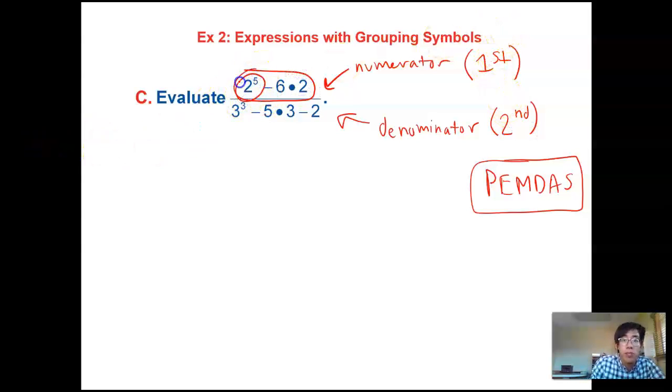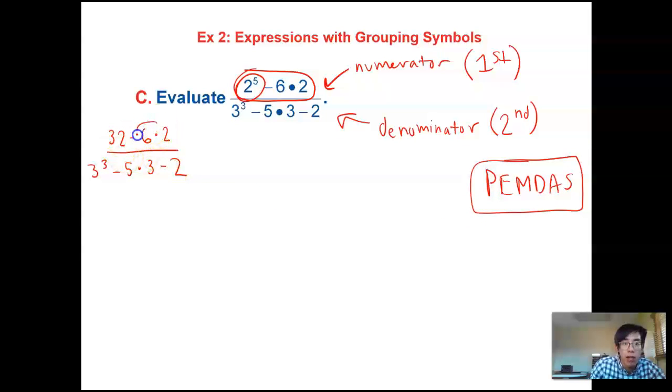First, I see exponents. Because I don't see any parentheses, I'm going to move to exponents. What's 2 to the 5th power? Let me check, 2 to the 5th power is 32. I'm going to write 32 minus 6 times 2. I'm going to write everything out so that everything is orderly, like that. Alright. So, next, once we're done with exponents, I need to check for multiplication and division.